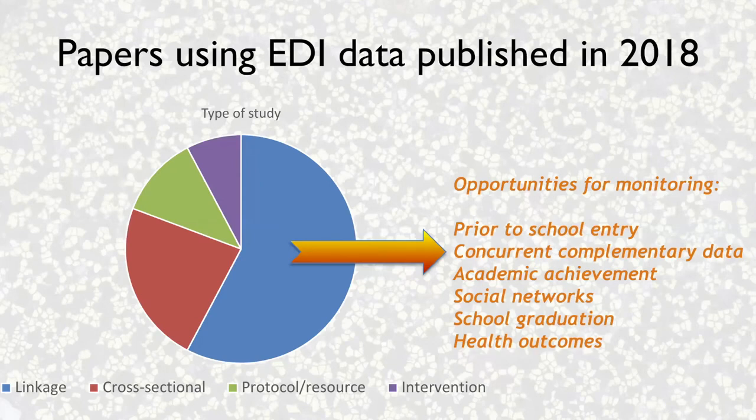So what I really wanted to finish my part with is that these papers show linkages, how we can link child developmental outcomes at the population level. So for all children, that large majority population of children, very few are not in our database. It really gives us opportunities for answering new questions that we may not even have known could be answered, and opportunities for monitoring health prior to school entry, concurrent, complementary data, academic achievement, social networks, school graduation, and health outcomes. And pretty much all of these will be addressed in Martin's presentation.